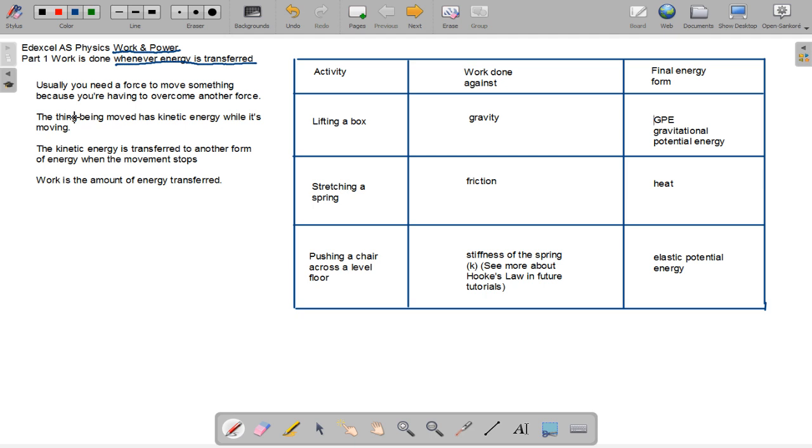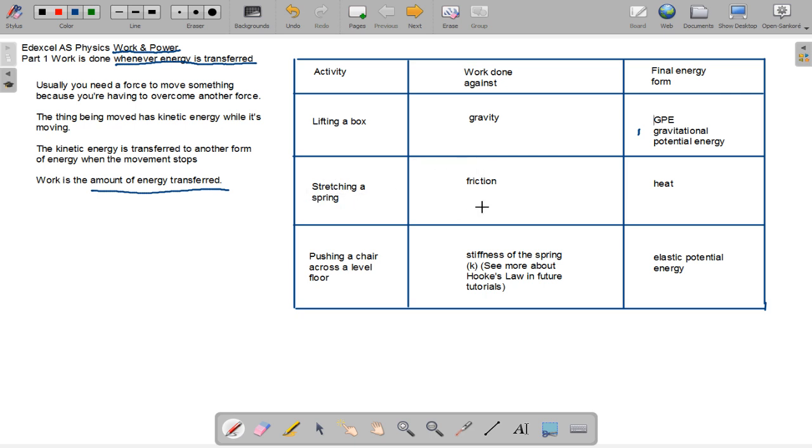And the thing being moved has kinetic energy while it's moving. The kinetic energy is transferred to another form of energy when the movement stops. So work is the amount of energy transferred. So lifting the box is done against gravity, and the final energy form is gravitational potential energy.